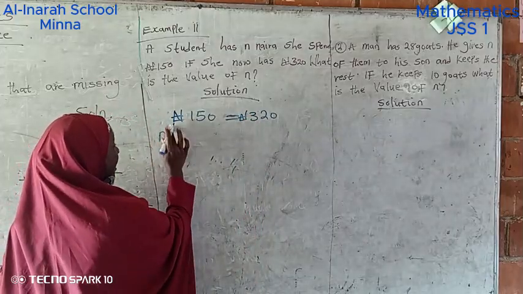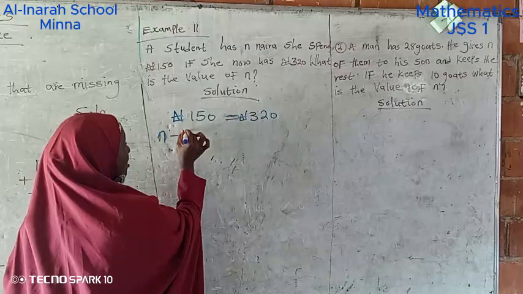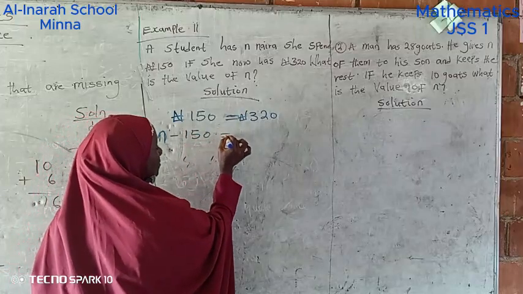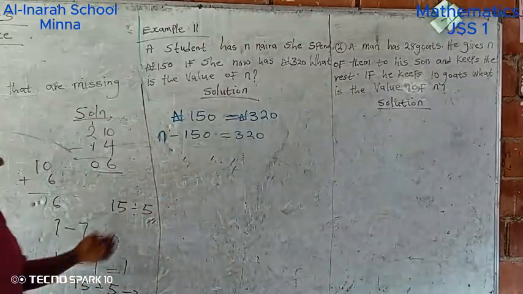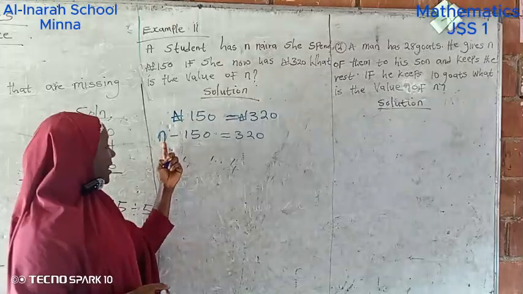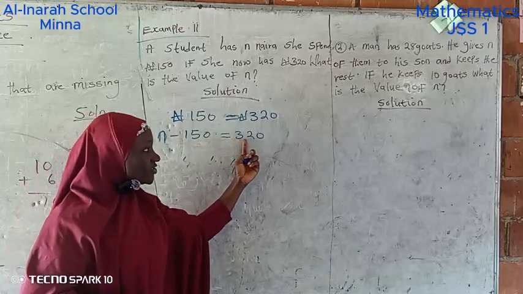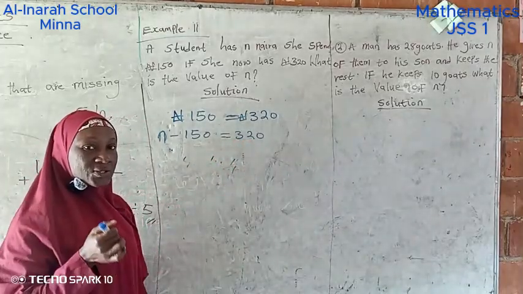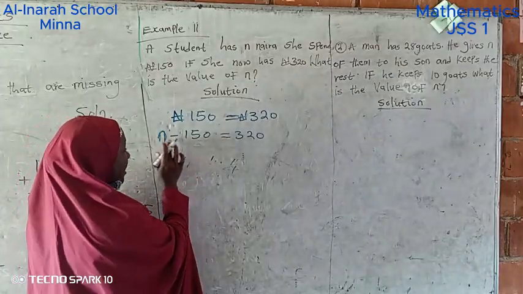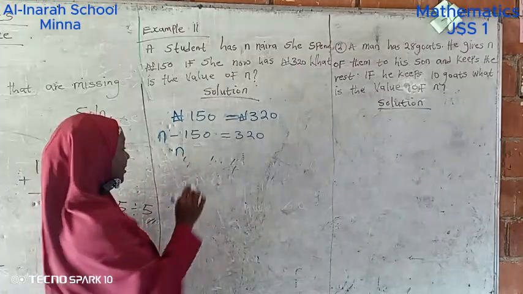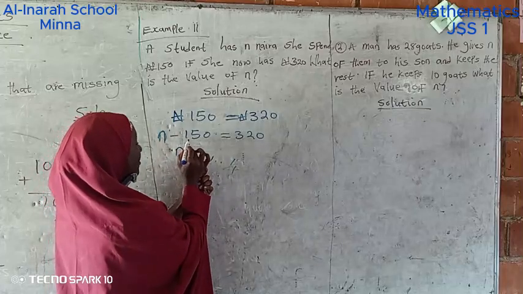Let's say n minus 150 equals to 320. Are we together? Here, we don't know the big number. And after we spend out of the n 150, our remaining change is 320. And for us to know the value of that n, we are going to collect the like terms by saying n is the subject we are looking for, the missing number.